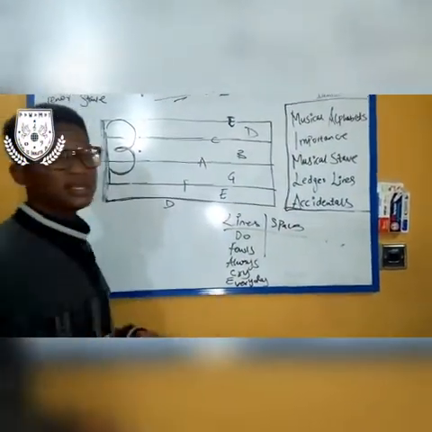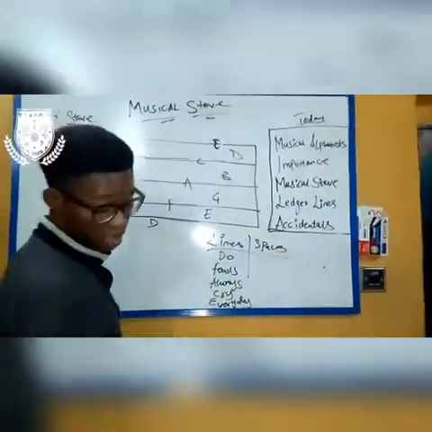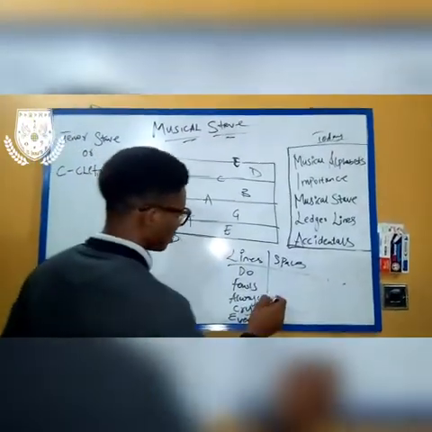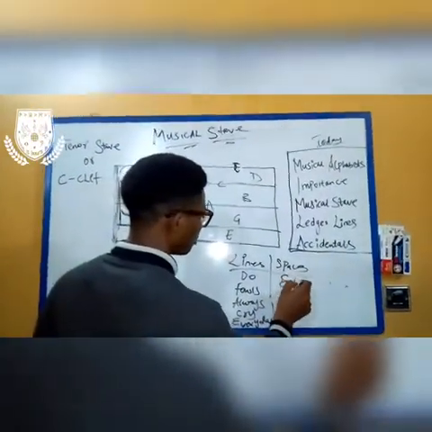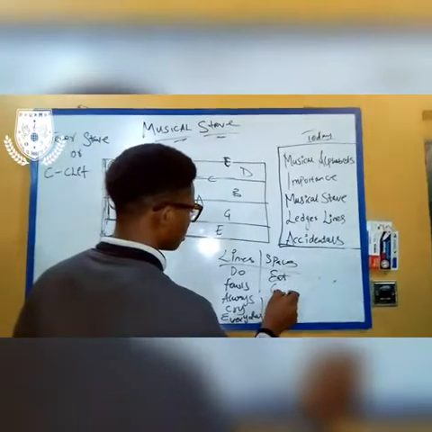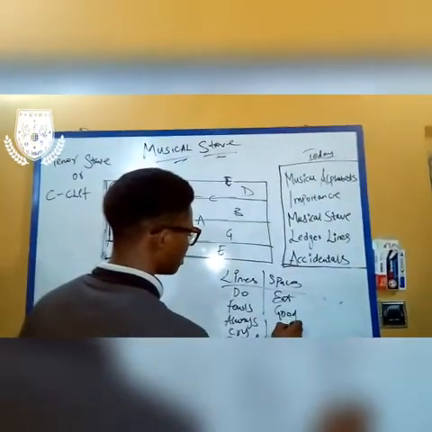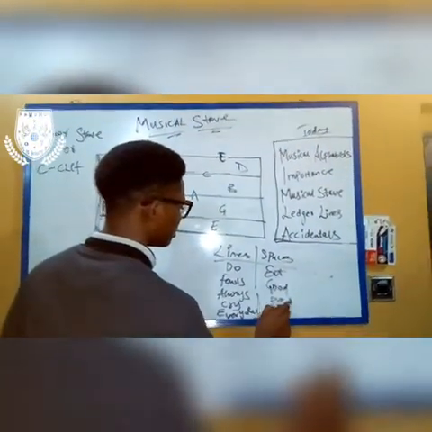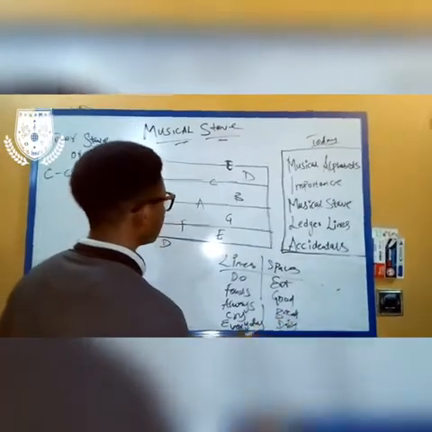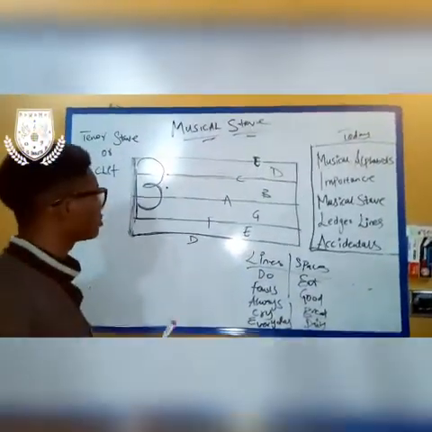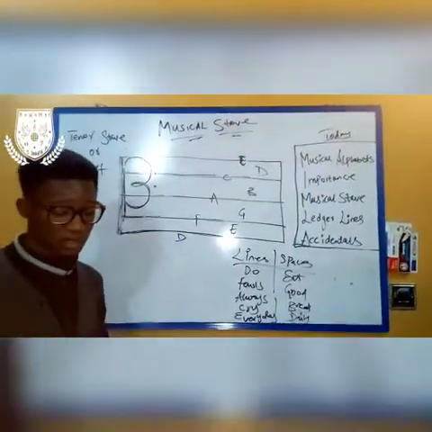Then E, G, B, D should be eat good bread daily. Eat good bread. Eat good bread daily. Now that's what we use to represent the tenor stave and tenor clef.